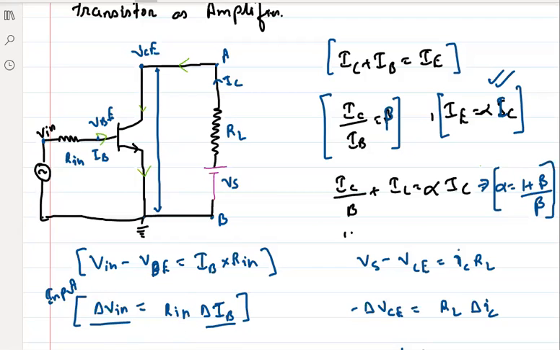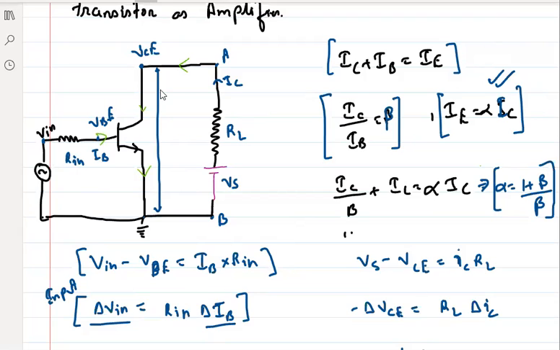Input resistance will be constant. Obviously resistances are constant, because we are using constant resistance, not variable resistance. We have never used variable resistance, at least in our syllabus. So I hope everyone is clear about this input: change in input voltage with respect to change in input current.